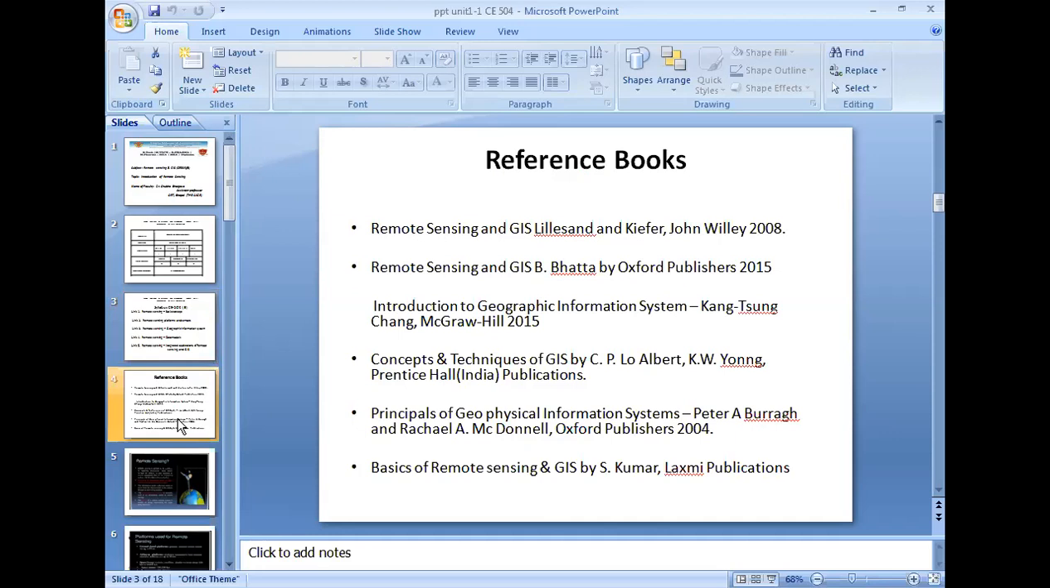Okay, so these are the books for your remote sensing, and I think the first one, John Wiley, is a very good book, and this one is also good, and one book of Lakshmi Publication is also very good for GIS, and we will discuss it in class also.